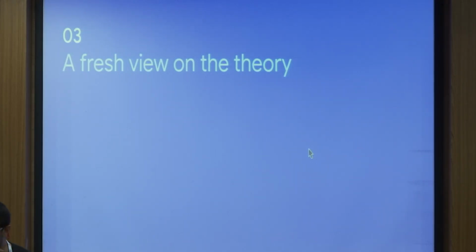And with Roberto, we sat and said, you know what, we can do a better analysis of this, a simpler analysis, and we can get rid of many of these side constraints. And I'm going to show you what we got.